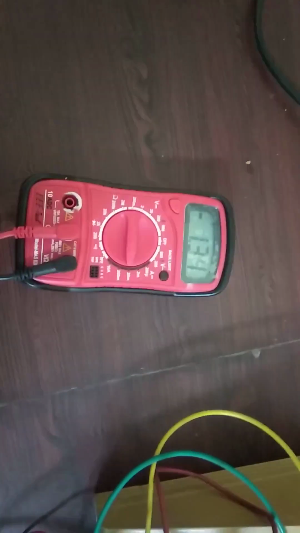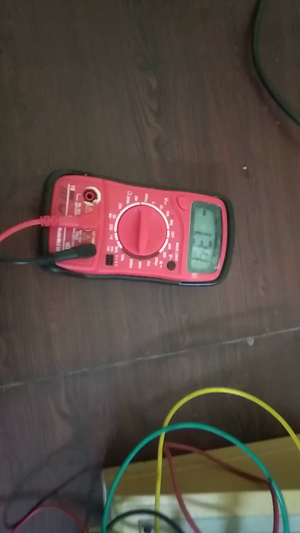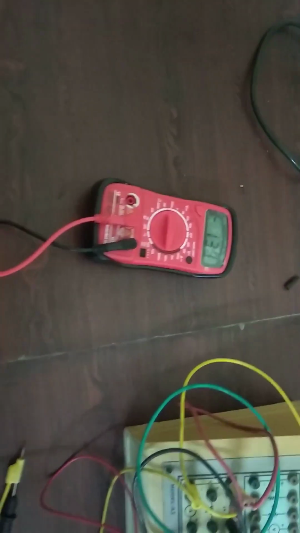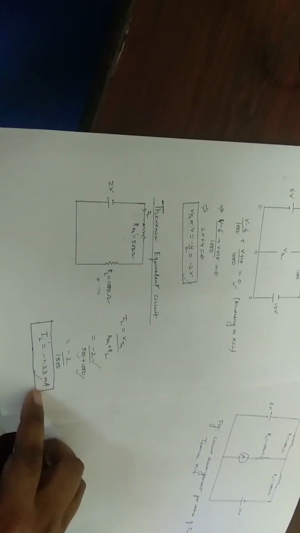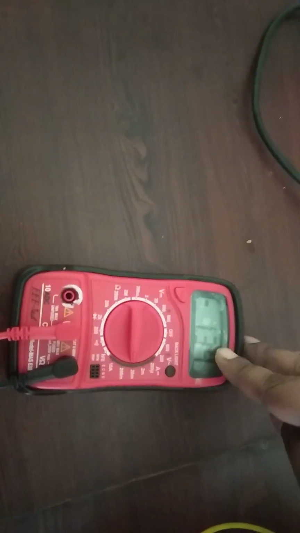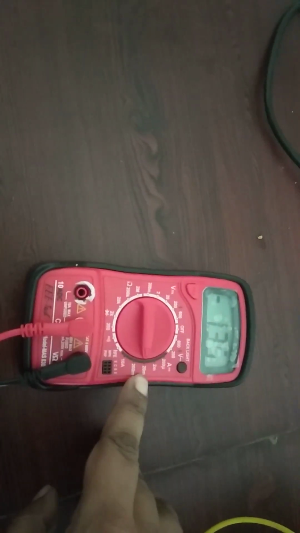What is the value we are getting? 1.34 or 1.35. What we have got from our theoretical calculation is minus 1.33 milliampere, and here it is coming minus 1.35 milliampere. So it is verified.